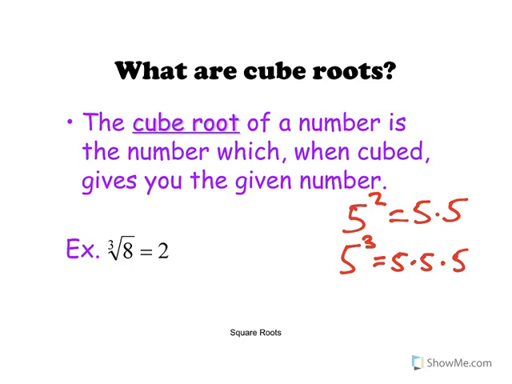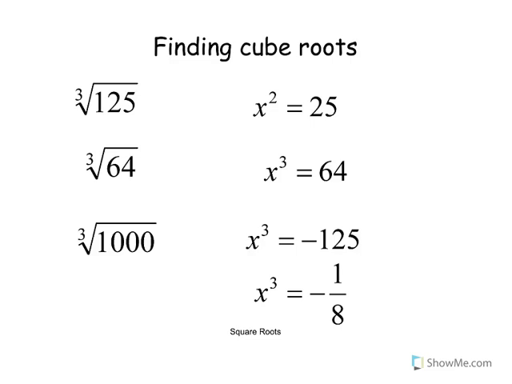So the cube root of something is the number that you would have to cube, or multiply by itself 3 times. So the cube root of 8 is 2 because 2 cubed is 2 times 2 times 2, which is 8. Now notice that we're not using negative 2, because negative 2 times negative 2 times negative 2 is negative 8. So we're not going to see that plus minus when we're looking at cube roots.